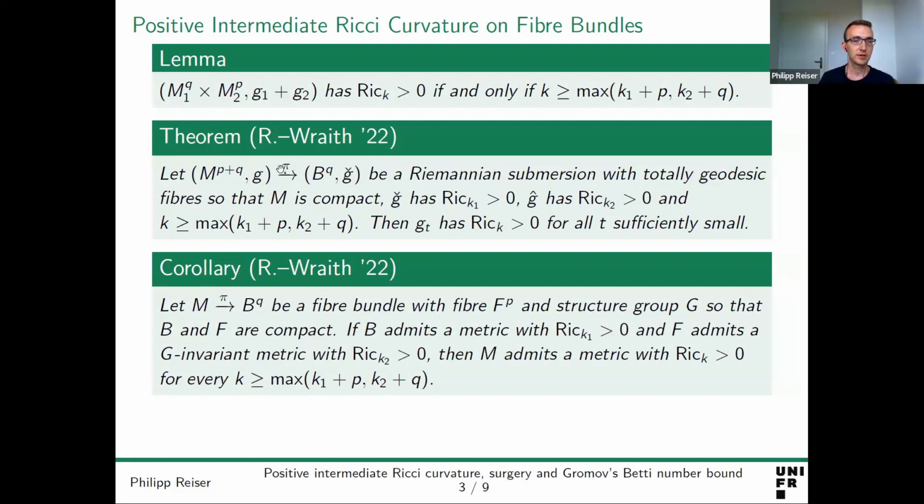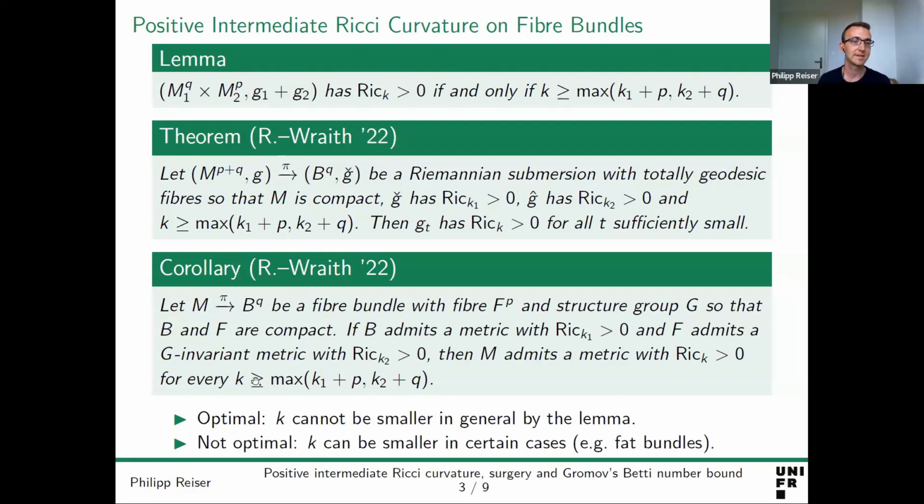So let's consider the theorem first. How do we prove this? I also want to say this result is both optimal and not optimal. It's optimal in the sense that in a general setting, K cannot be chosen smaller, simply by this observation from where we consider products. But it's also not optimal in that in certain situations, K can actually be smaller. For example, in the context of fat bundles, if one chooses the metric in the right way, one can actually get Ricci K positive for smaller K.